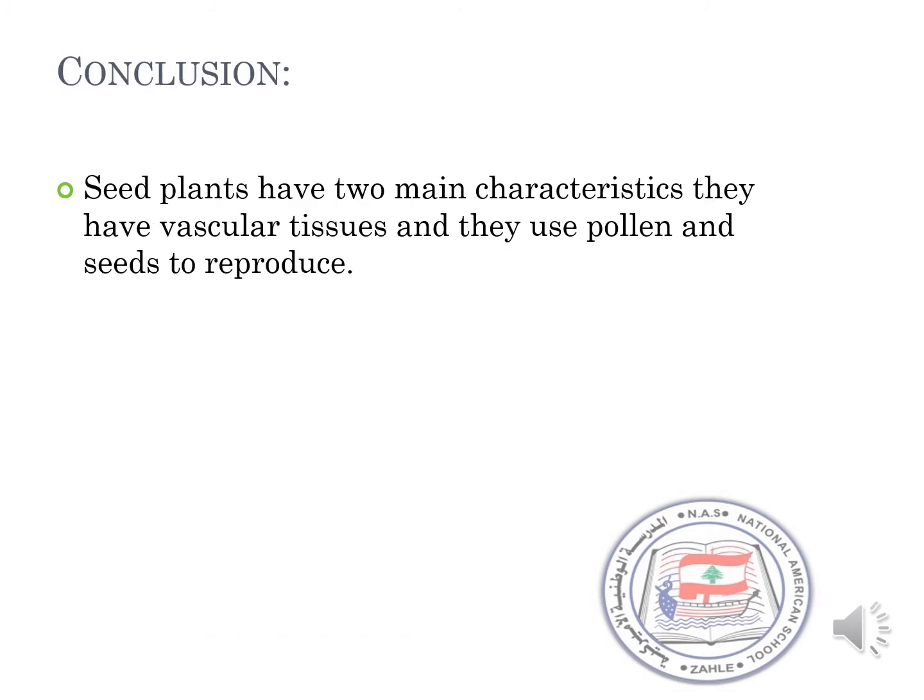As a conclusion, seed plants have two main characteristics. They have vascular tissue and they use pollen and seeds to reproduce.